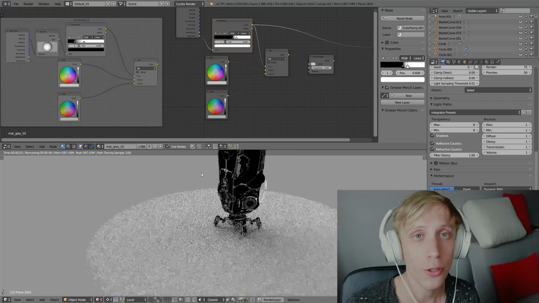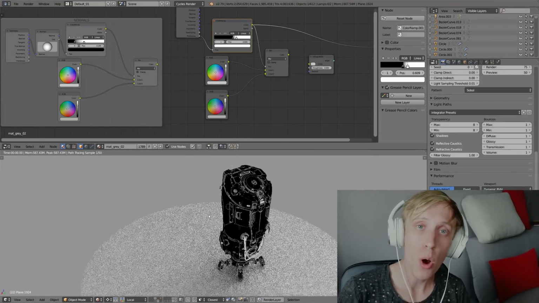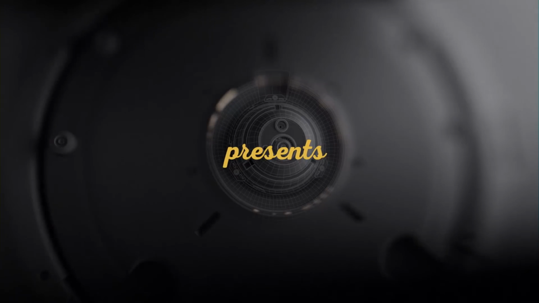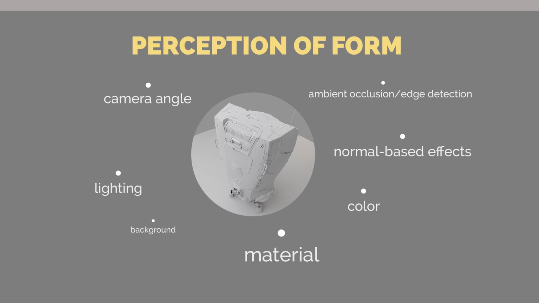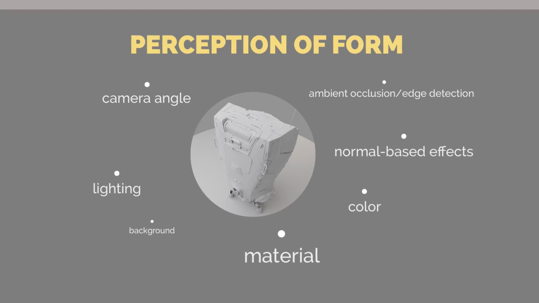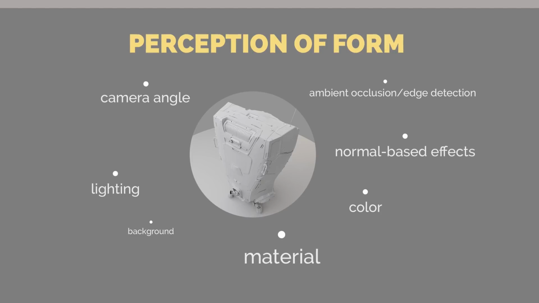In this tutorial we'll take a look at some neat tips and tricks to get the most out of your 3D models. Our perception of form depends on so many things, like lighting, camera angle, material, color, even the ambient occlusion and edge detection plays an important role.